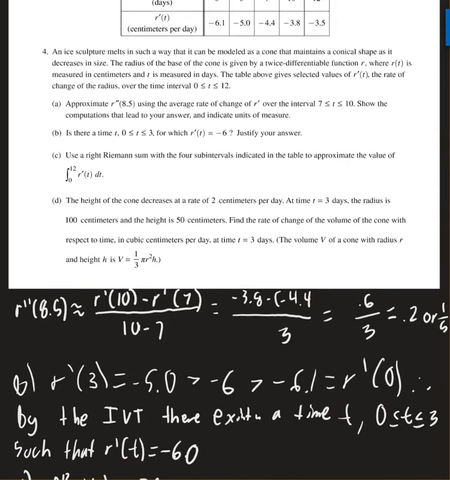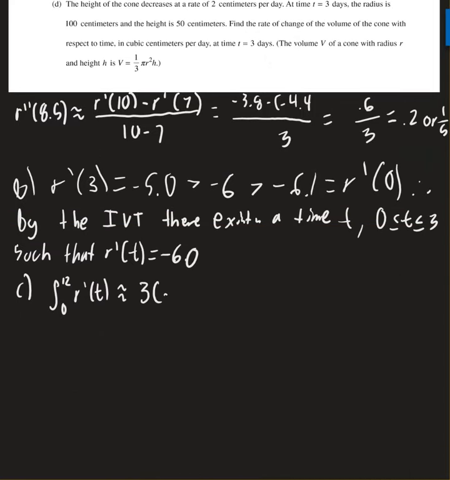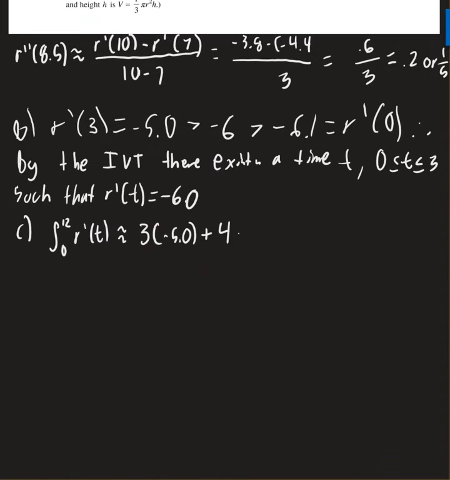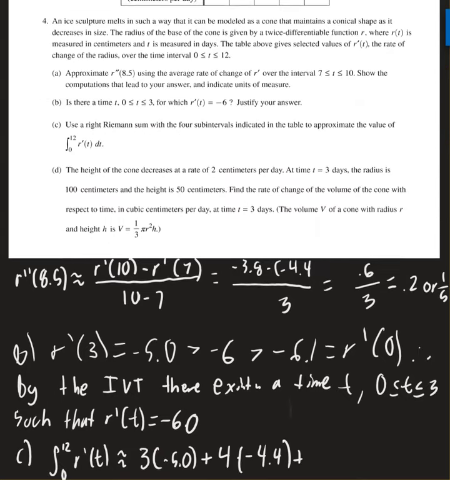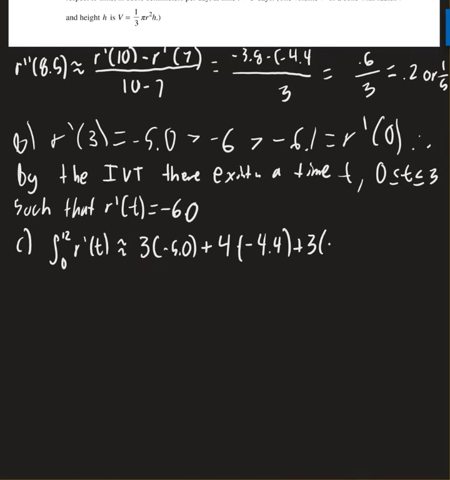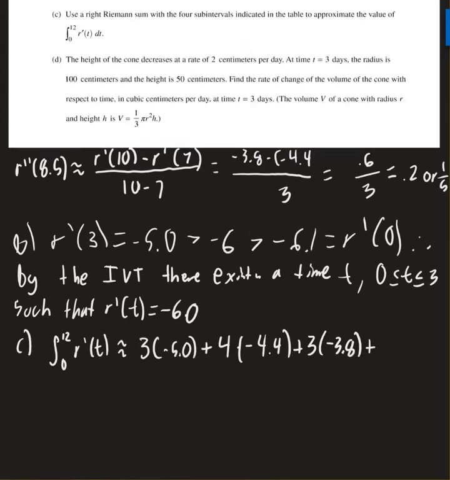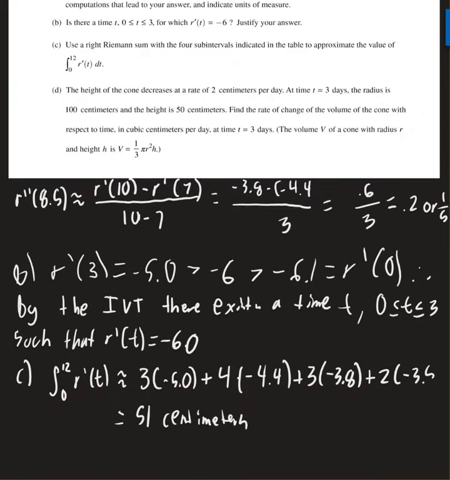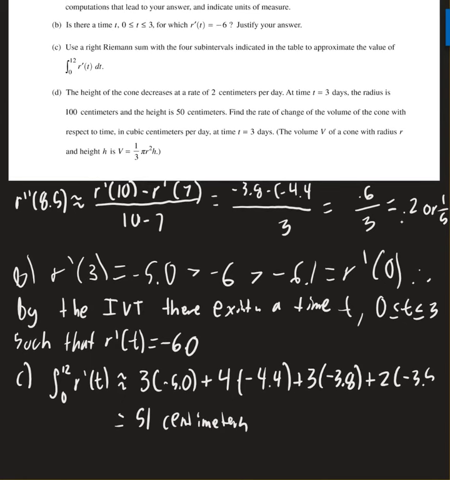3 times negative 5.0 plus 4 times negative 4.4 plus 3 times negative 3.8 plus 2 times negative 3.5, which is equal to negative 51 centimeters. And units for the first problem, 0.2 centimeters per day squared.